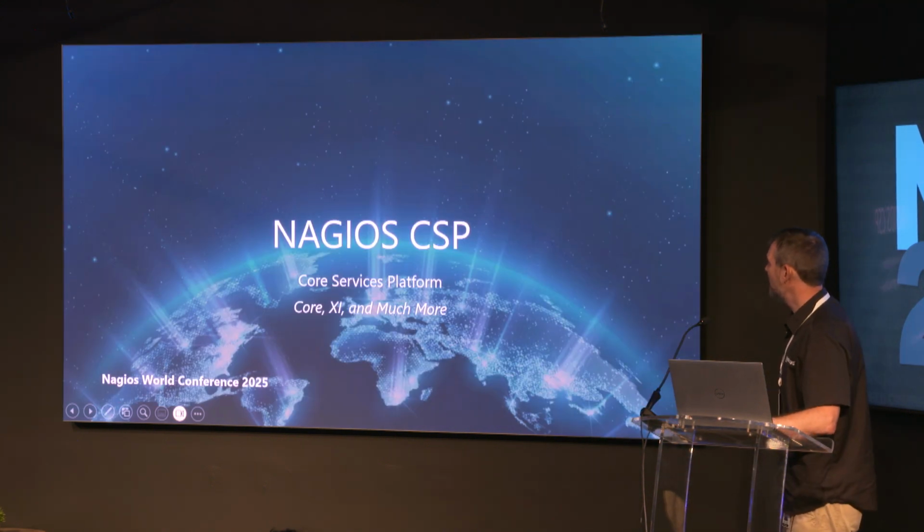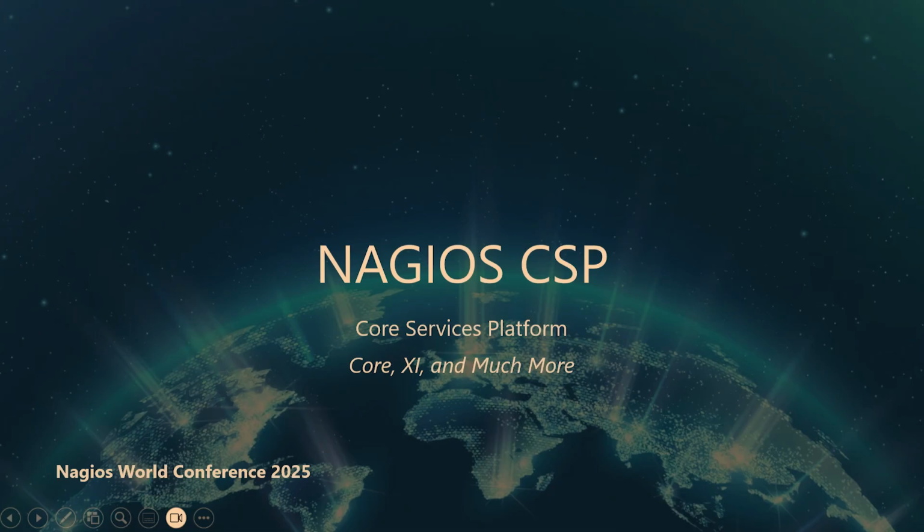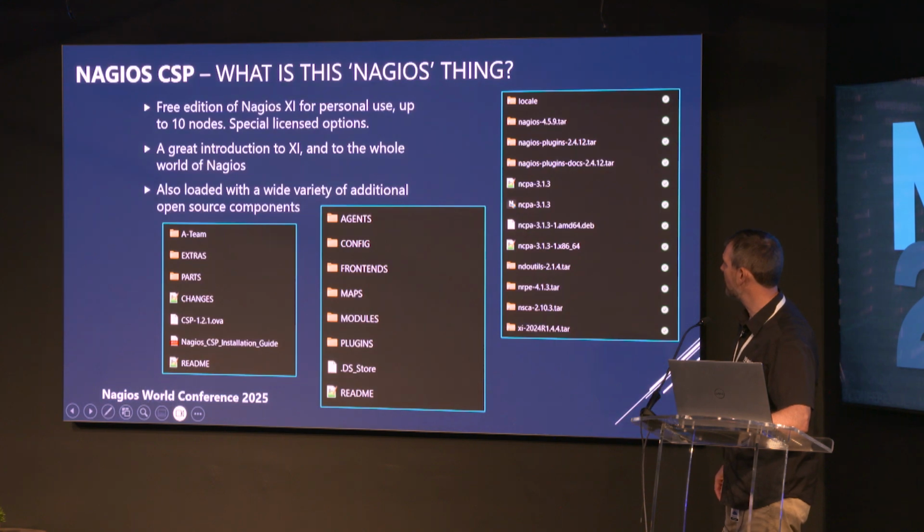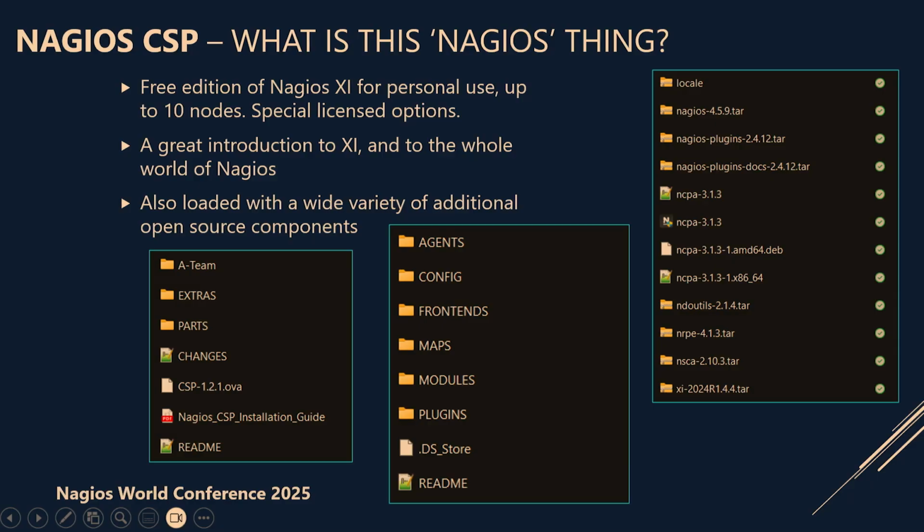All right, Nagios CSP. It rides the line between an enterprise tool and an open source tool. I'll be honest, it's actually something that since I returned late last year has been kind of off my radar. It's something that everybody wanted to make sure I talked about, but I've really been focusing on the other tools and hadn't really even looked at CSP until very recently. But I thought the best way to talk about CSP would just be to show you what is in the download. And so first off, it's a free edition of Nagios XI for personal use.